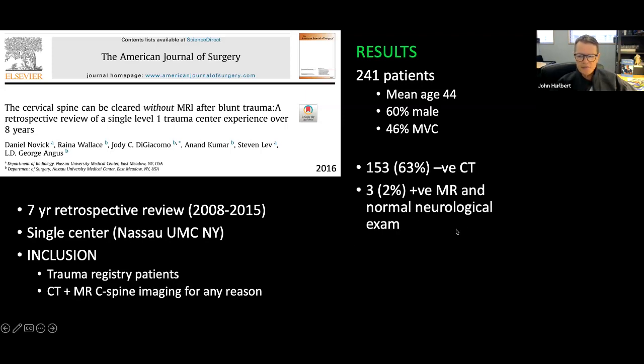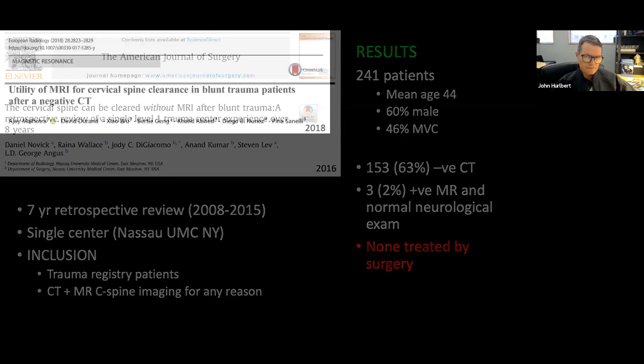And I'm bringing this in because this is also something that guides us in our decision of stability and instability. So out of 153, only 2% with normal CTs had a positive MRI. None of these patients were treated by surgery, indicating the utility of MRI to be questionable.